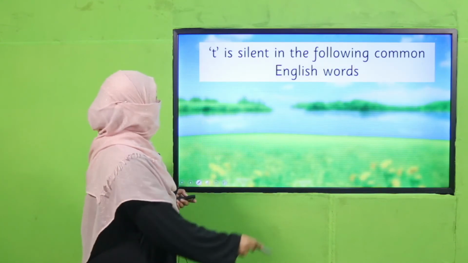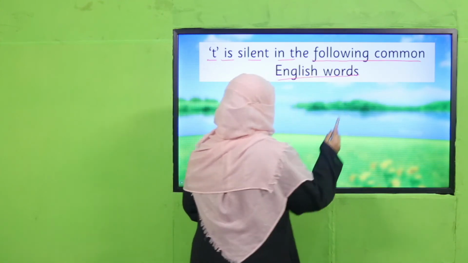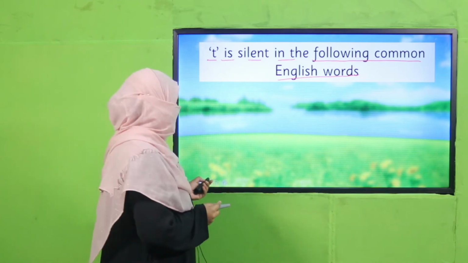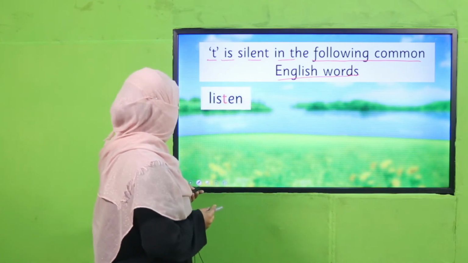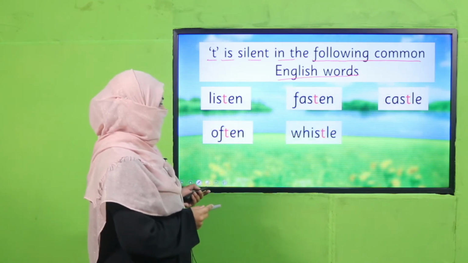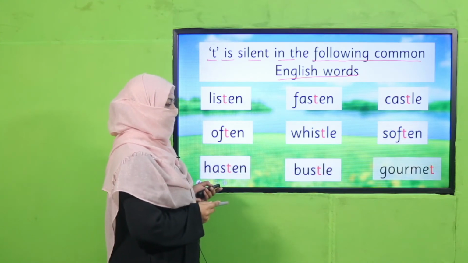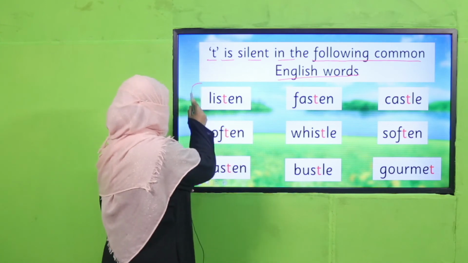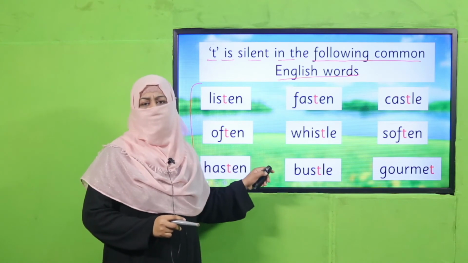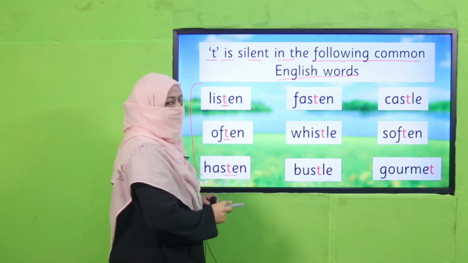And the next rule is for T. T is silent in the following common English words. There are a few words in which T is there, but we don't pronounce T in these words, like listen, fasten, castle, often, whistle, soften, hasten, bustle, and gourmet. In all these words, T is silent. So we have to learn these words. Whenever these words appear, we don't pronounce T because T is silent in all these words.